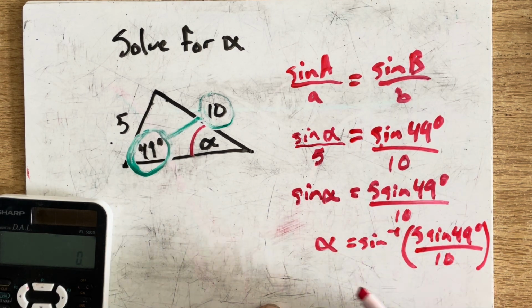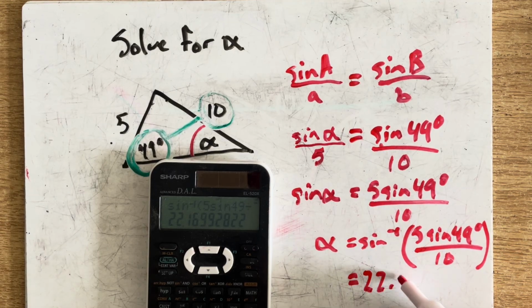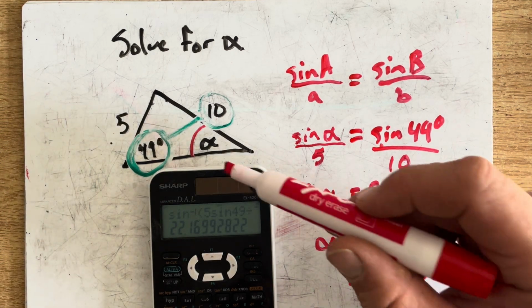I should be able to type this entire expression into my calculator, so let's check and see if I can pull that off. I have my calculator here. I'm going to press second function sine to bring up my sine inverse. I'll open up a set of brackets, and in my numerator I'll type 5 sine 49 divided by 10. Then I'll close off my brackets. Hitting equals should give me the right answer, 22.17 degrees. So I believe that's the correct answer for that particular measure.